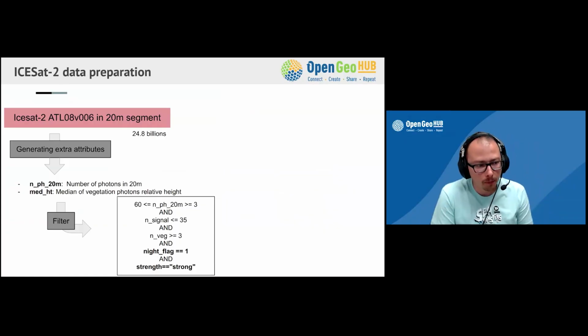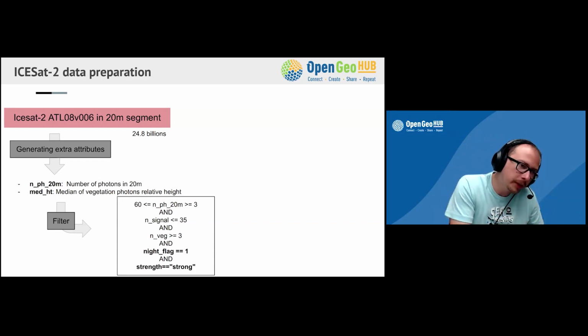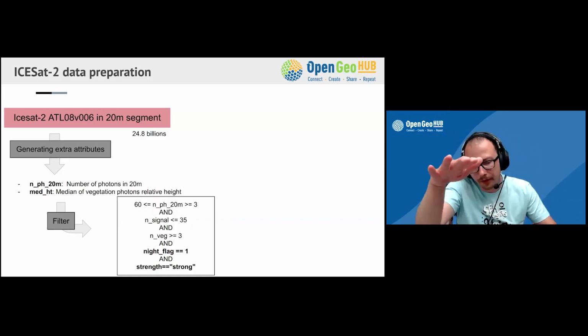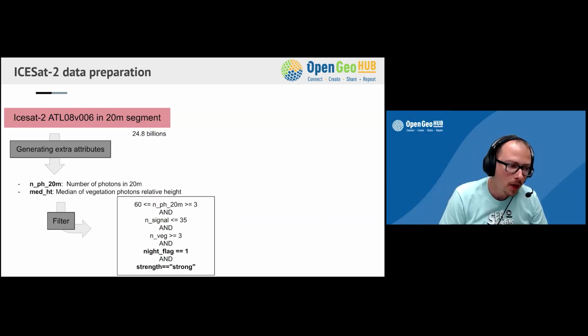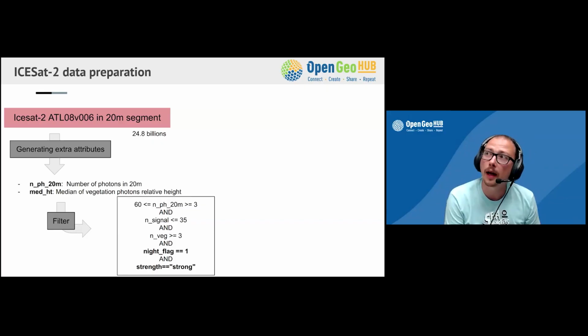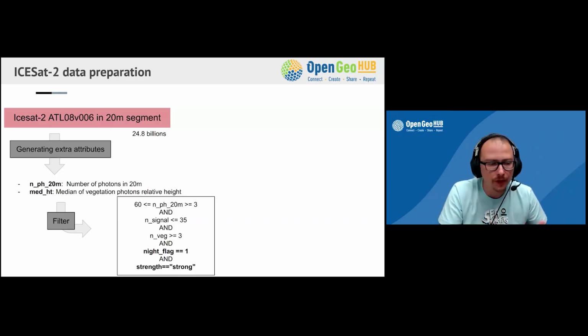So basically, as Yufeng presented, the ICESat-2 ATL08, the 20-meter segment, it's about 20 billion points. In this, every data entry in these billions of points has several properties, including the number of photons that represent different kinds of vegetation returns and terrain. We used these returned photons to compute the median height, and we applied several filters here, like strong beam acquisitions during the night, a minimal number of vegetation and signals, and things like that.